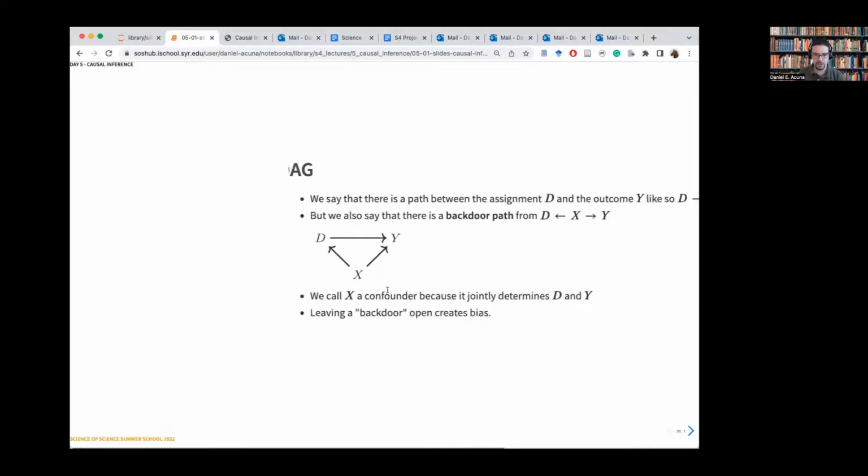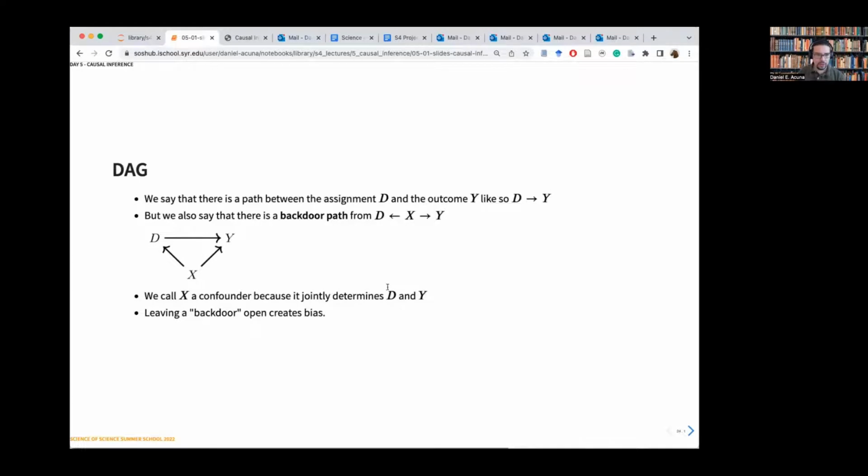Okay, so D will be the assignment, and Y will be the outcome. We say there is a causal effect, but we also say that there is a backdoor path from D to Y. You can go backwards here, and then there is another factor. We call X a confounder, because it can change the value of Y and D simultaneously.